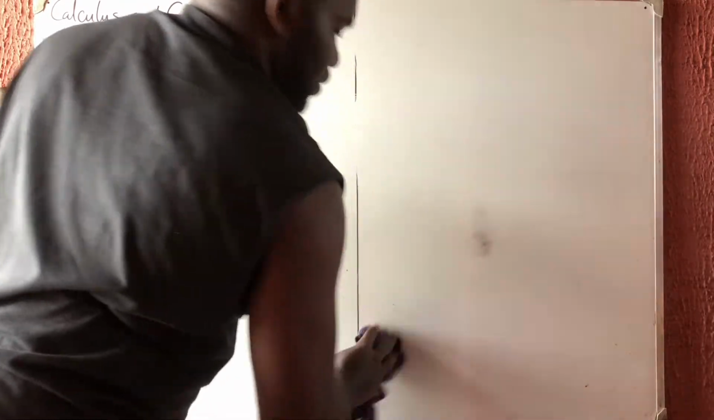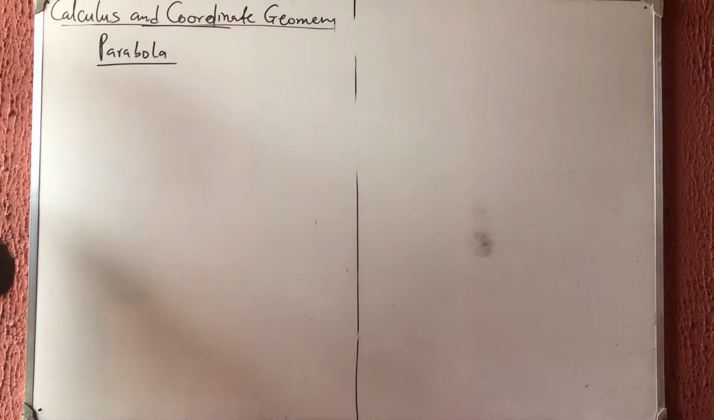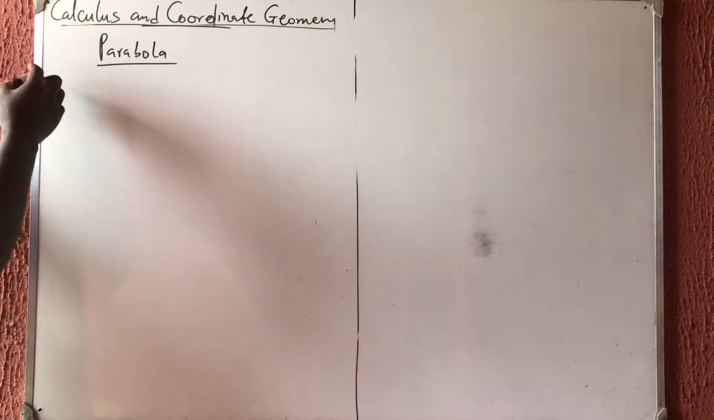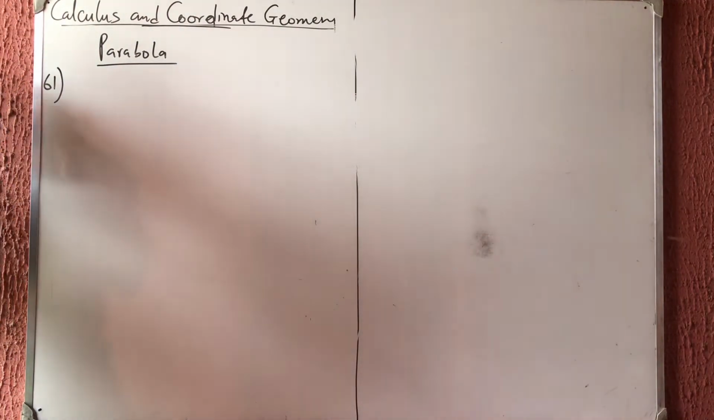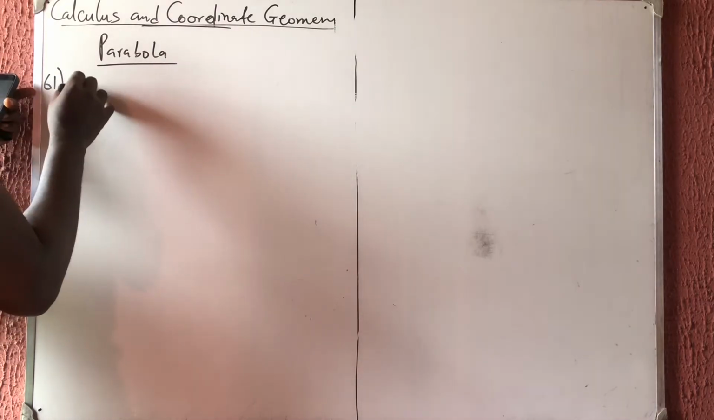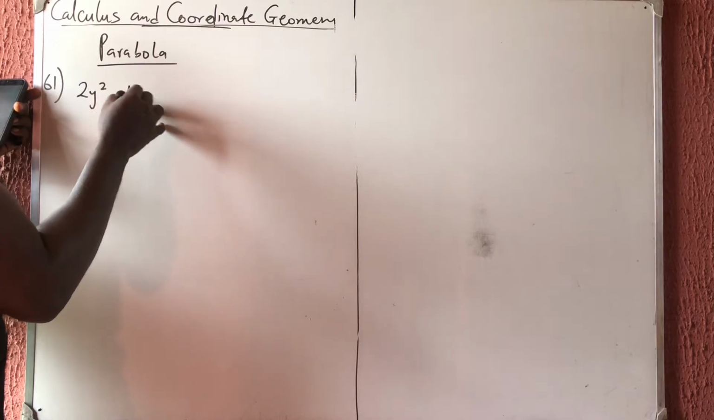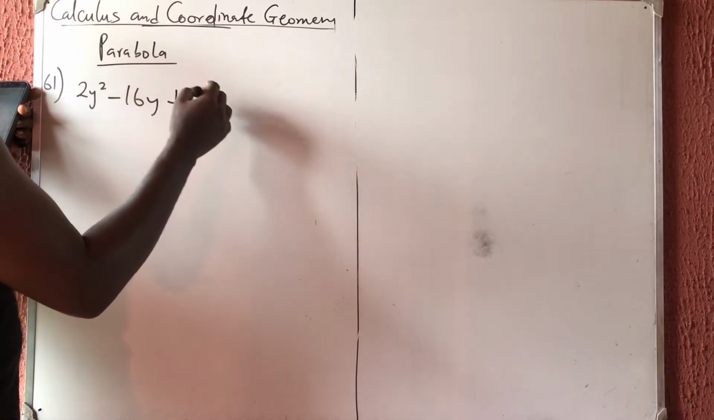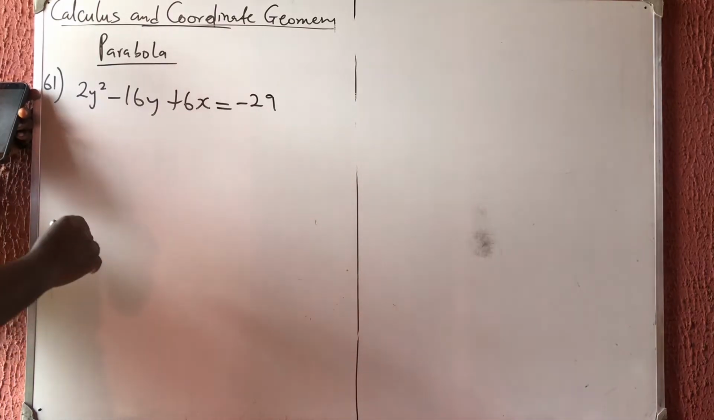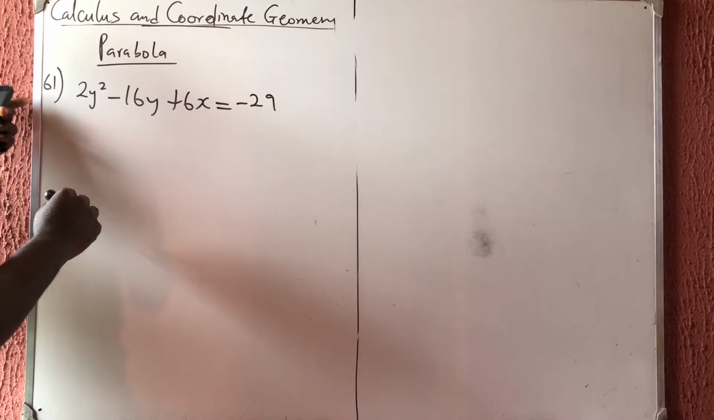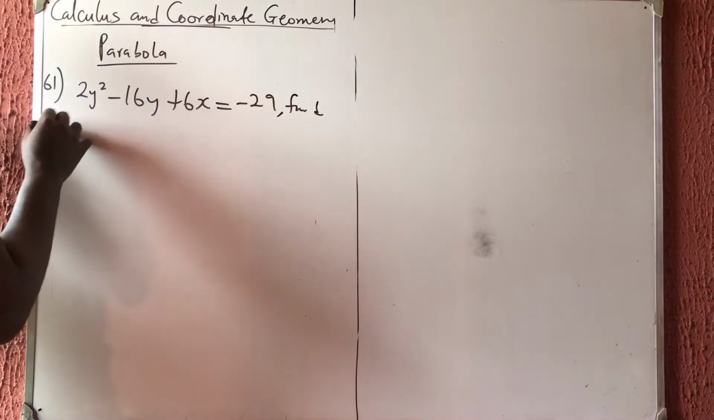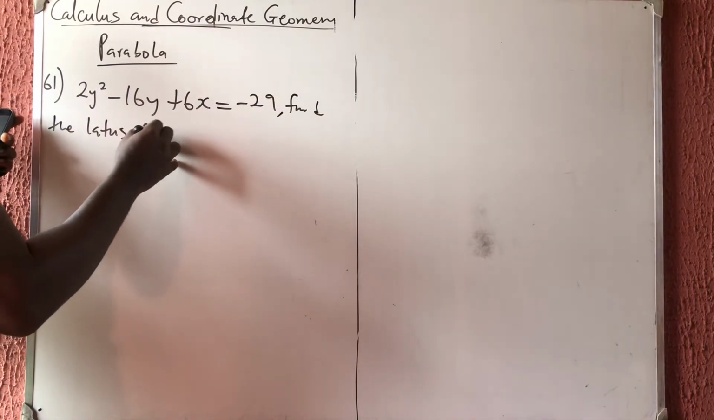Okay, so this is question number... I have solved 60. Okay, 61. Question number 61 said: 2y squared minus 16y plus 6x is equal to minus 29. We should find the latus rectum.